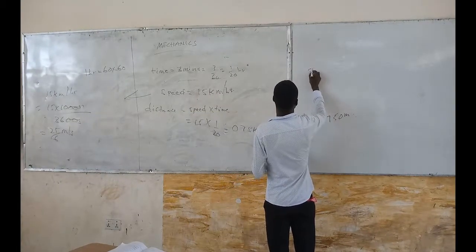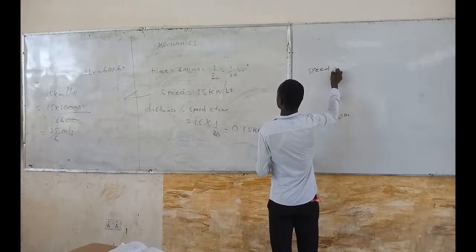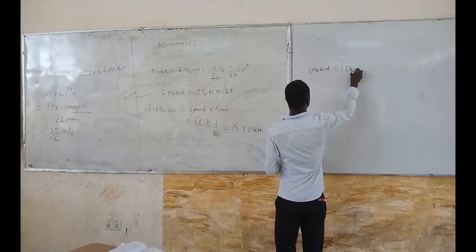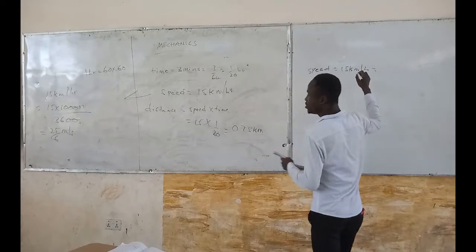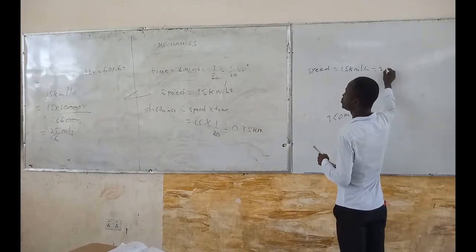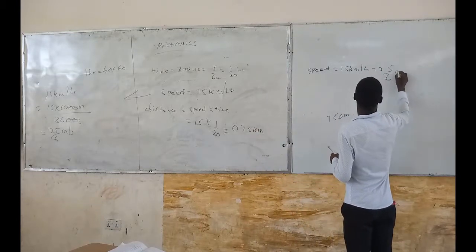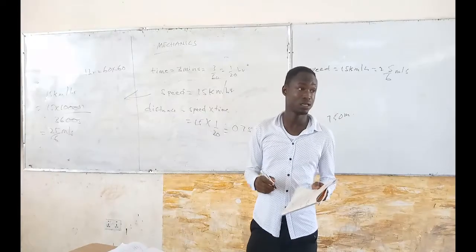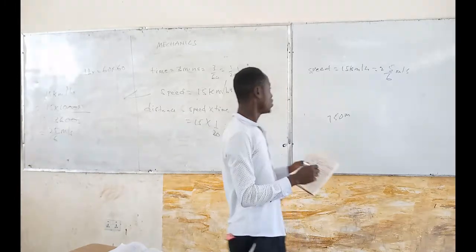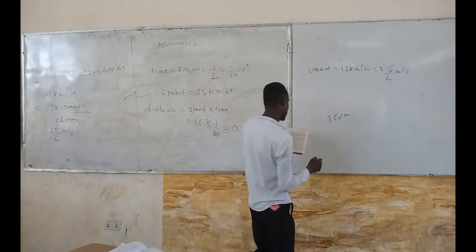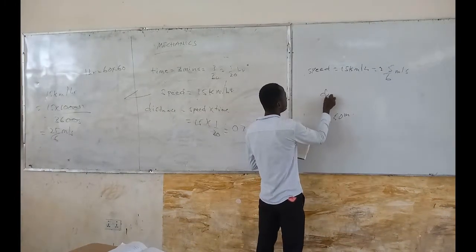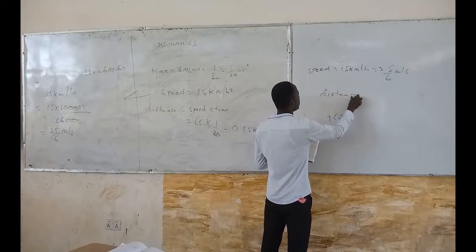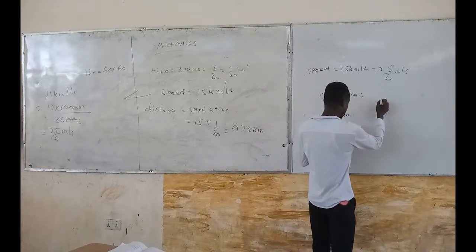So the speed, which is 15 kilometers per hour, you already know that it's the same as what? 25 over 6 meters per second, for which you can even use your calculator. Okay, and then the distance is what? 200 meters.